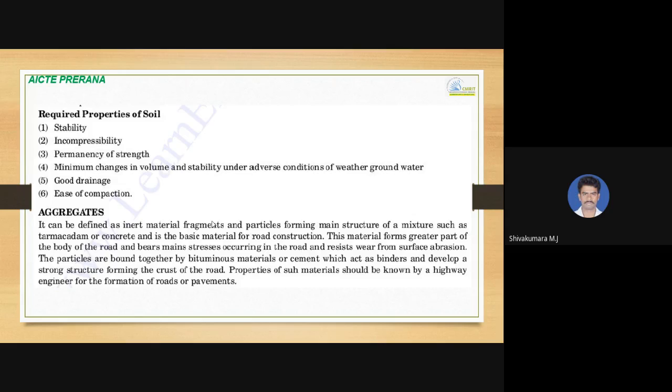The particles are bound together by bituminous materials, or it can be cement also, which acts as a binder and develops a strong structure forming the crust of the road. The properties of such materials should be known by a highway engineer for the formation of roads and bridges. So one of the important materials used in road construction is aggregate.